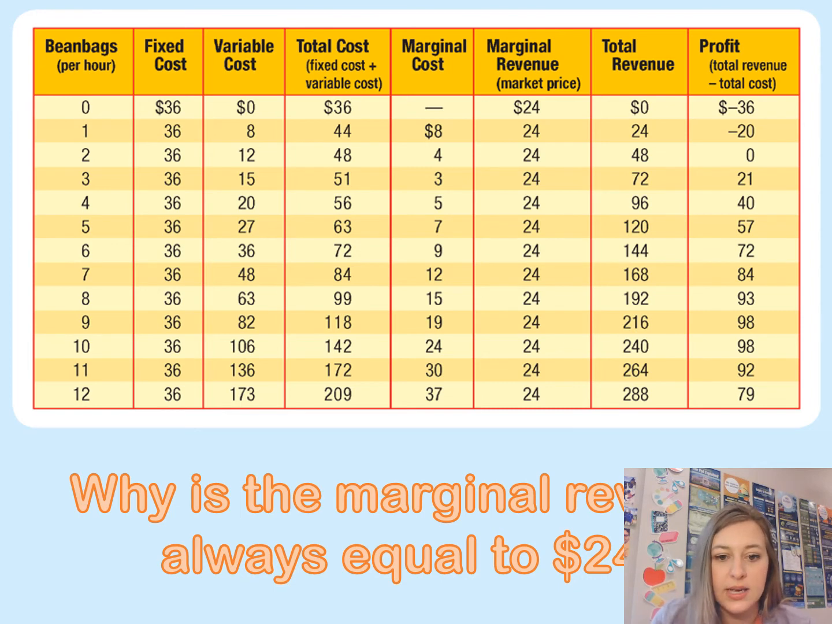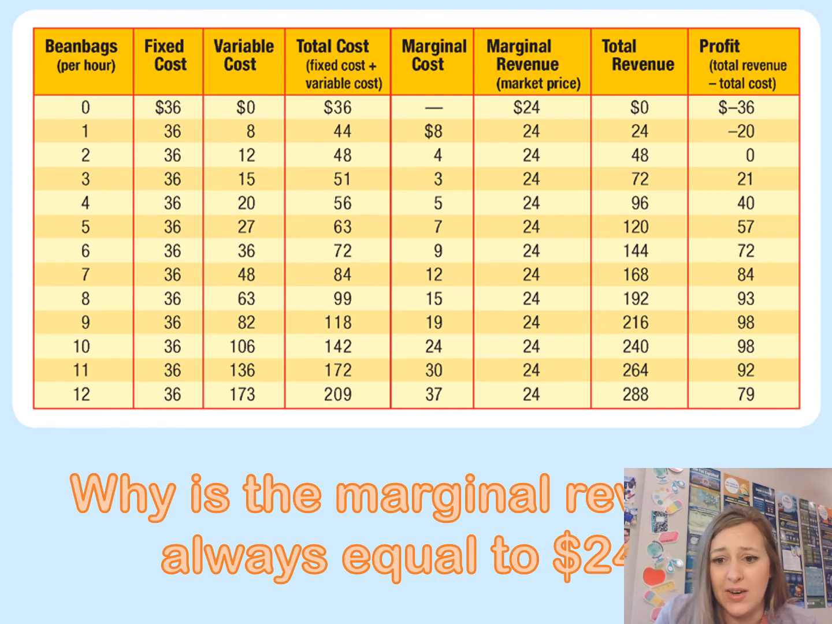So this says, why is marginal revenue always equal to 24? You can see that here. Marginal revenue is the same as market price. So that's essentially what you're selling that good for. So the market price for each beanbag in this example is $24, and it doesn't change regardless of how many beanbags are produced.